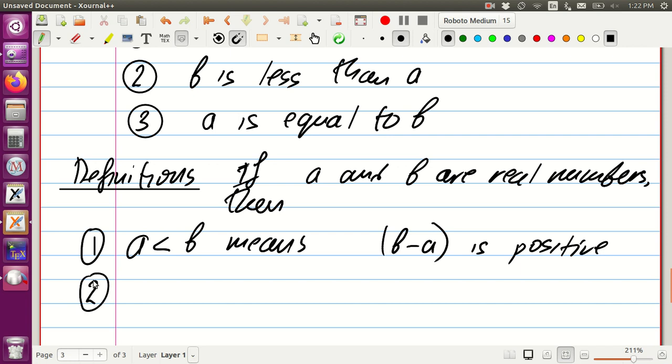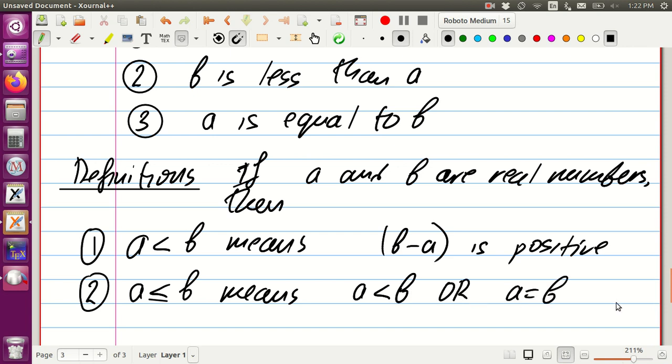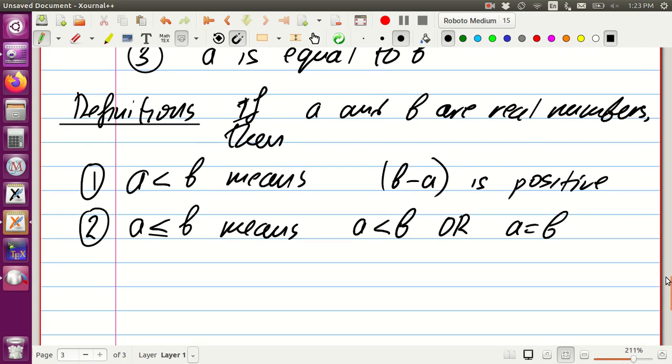Second thing we should define, what is A less or equal than B? This means A less than B or A is equal to B. All right. So we created these two definitions.